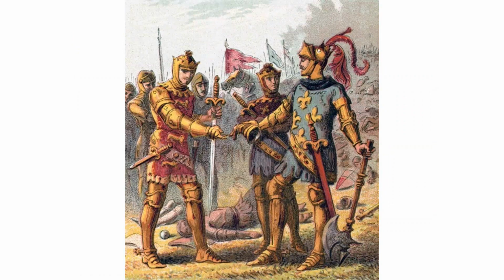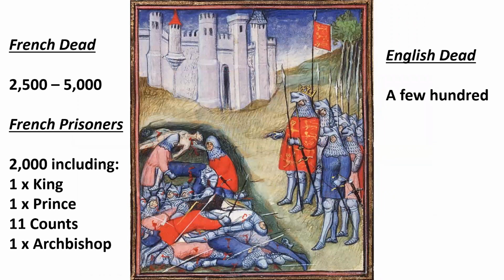Against just a few hundred English dead, the French lost almost 2,000 taken prisoner, including one king, that's King Jean, one prince, 11 counts, and one archbishop. Plus, there were between 2,500 and 5,000 dead, including the flower of the French nobility. The battles of Crécy and Poitiers killed more of the French nobility than did the Black Death.